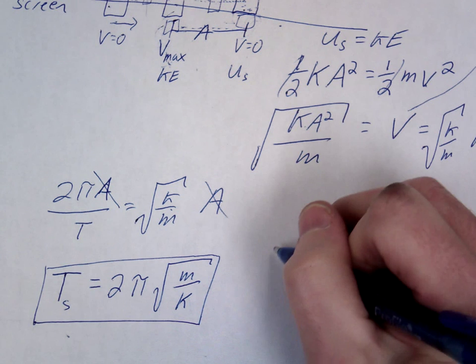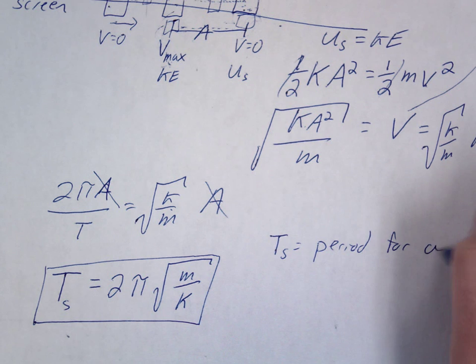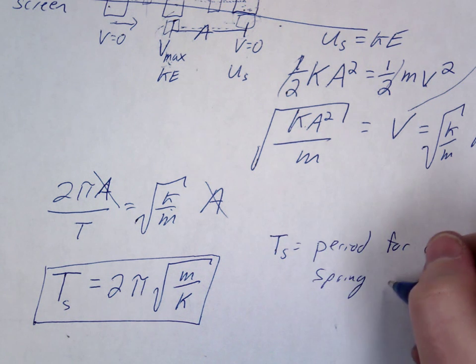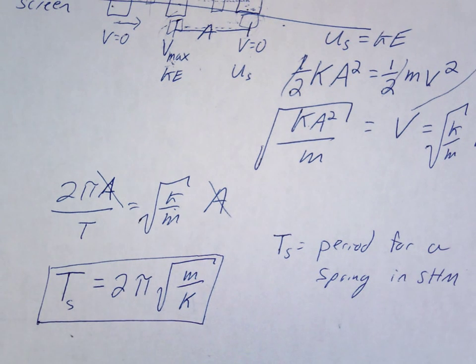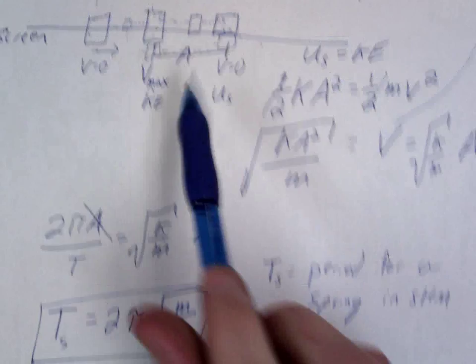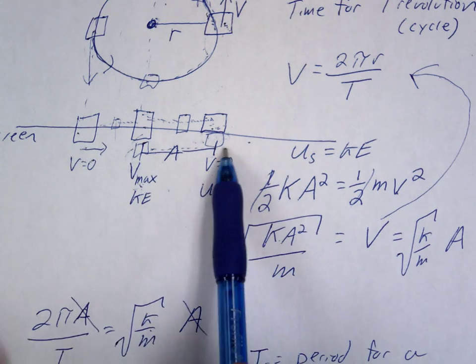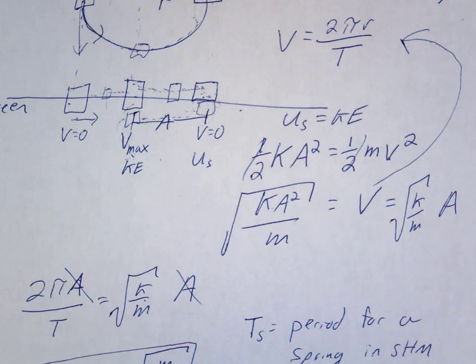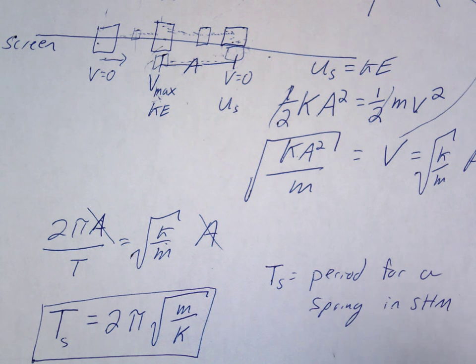So T is the period for a spring that's in simple harmonic motion. In other words, that's the time for one full cycle. Just like this is the time to go in one circle, that would be the time it takes to go back and forth. So the time for one full cycle. Notice, what variables are important here? Mass. And what else? Spring constant.